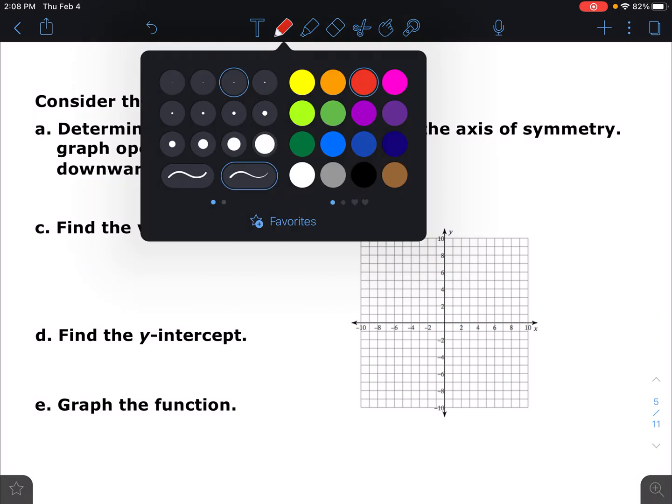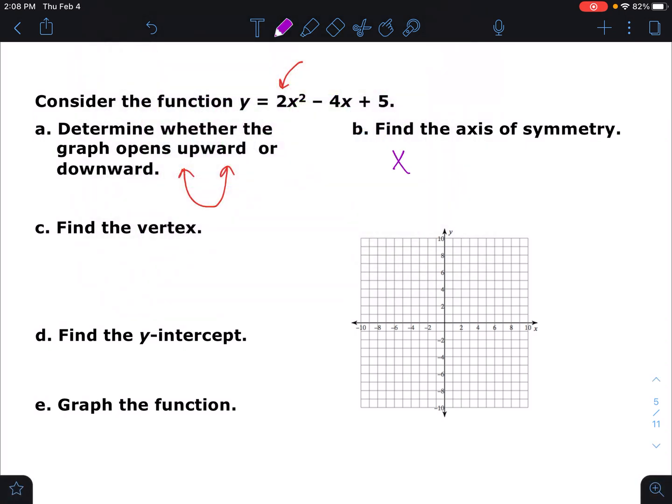So let's do that. x equals the opposite of b over 2a. So b is negative 4, so I'm going to write positive 4 over 2 times a. Just using that formula, right? So I get x equals 4 over 4, or 1. x equals 1. Okay, this is my axis of symmetry.